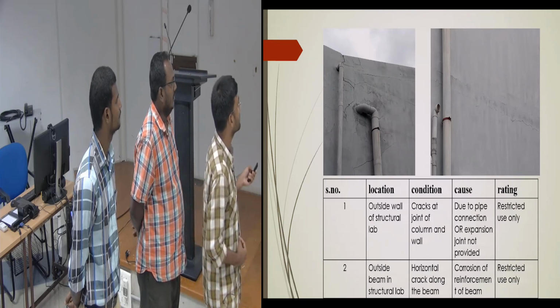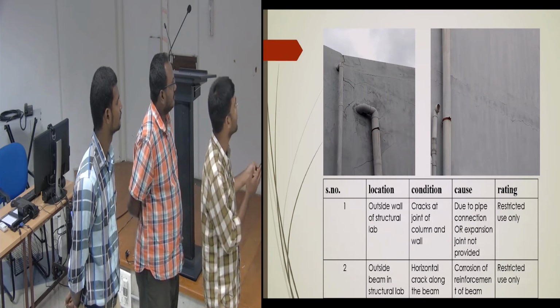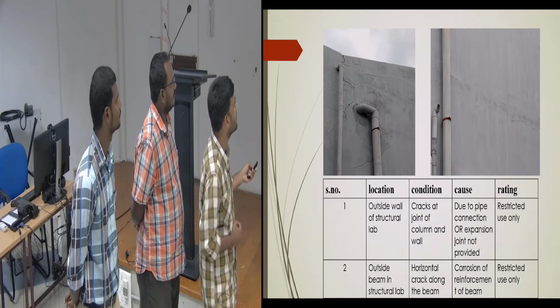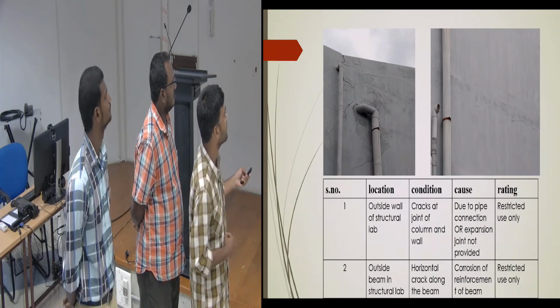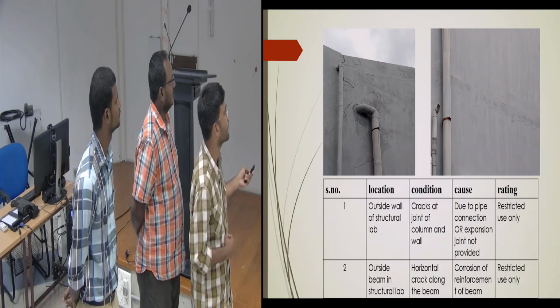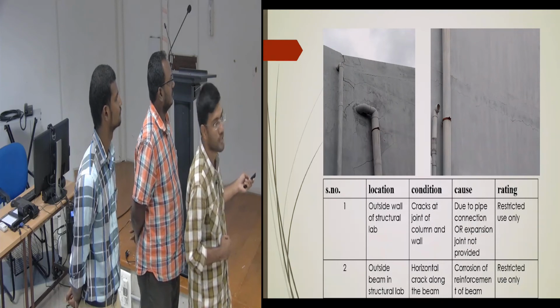And the crack is here. There is a column; this is another separate structure, and this is another separate structure, the lab. So there is a joint here. My opinion is that it is due to this pipe connection, because of that there can be a crack, or an expansion joint was not provided. That could also be a reason.